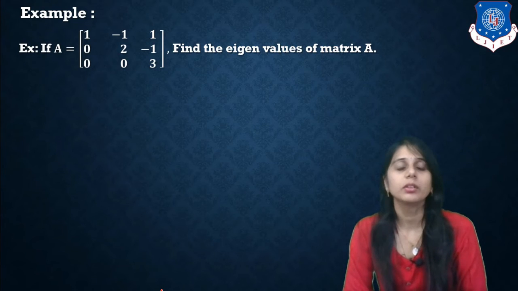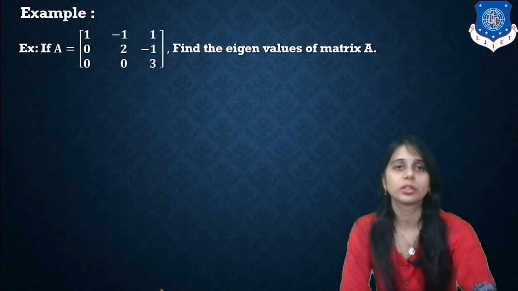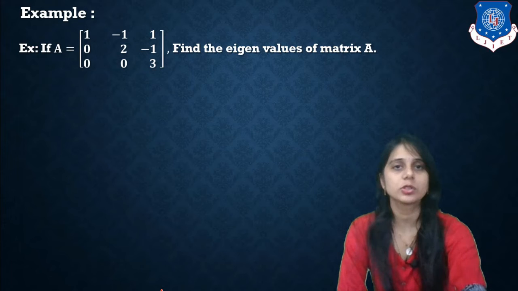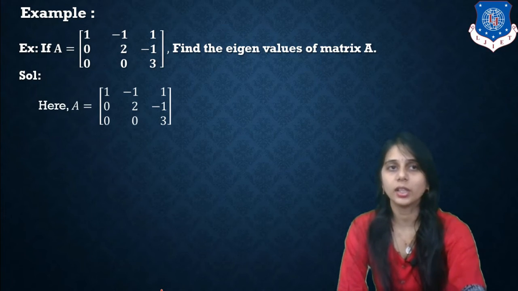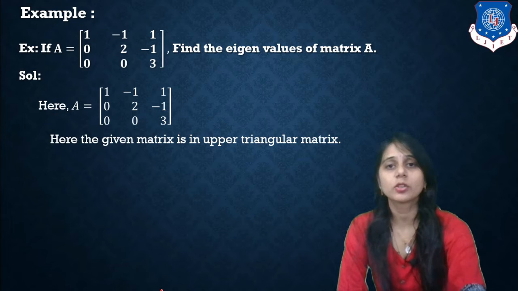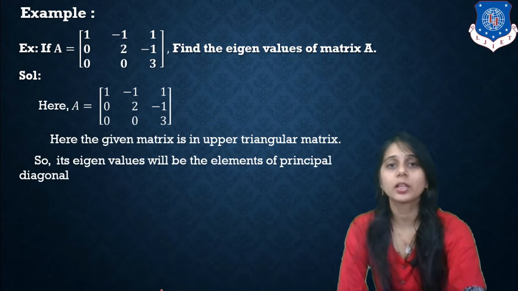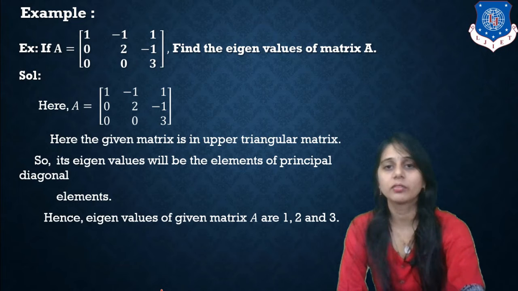Now another example. If A equal to 1 minus 1, 0, 2 minus 1, 0, 0, 3, find the eigenvalue of matrix A. Solution. We are getting A matrix of upper triangular. Eigenvalue will be the elements of the principal diagonal. So the eigenvalues are 1, 2 and 3 using the property.